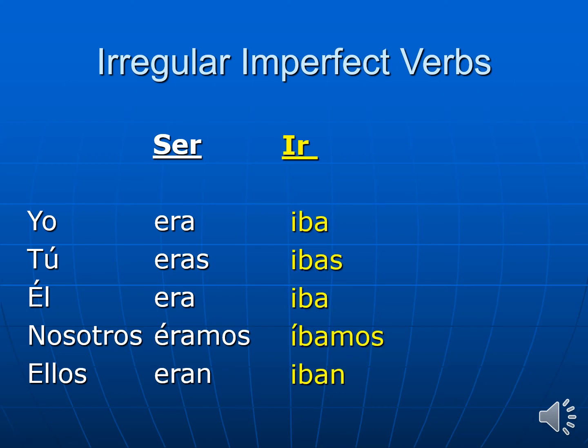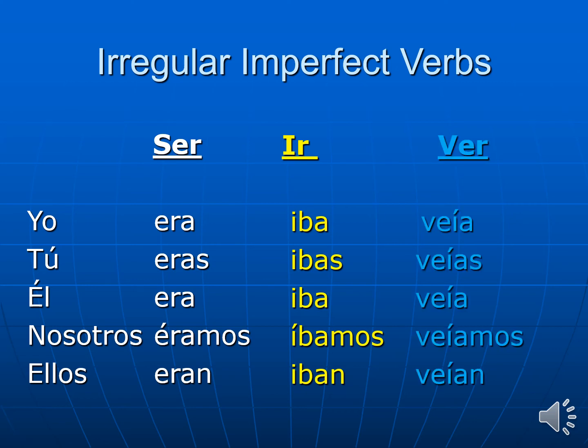The second verb that's irregular is the verb ir. Ir is yo iba. Tú ibas. Él iba. Again, notice that always the yo form and the he or she form are the same. Yo iba or él iba. Nosotros íbamos. And notice the accent on the I, íbamos. Ellos iban. And the third and the last of the irregular verbs in the imperfect tense is the verb ver.